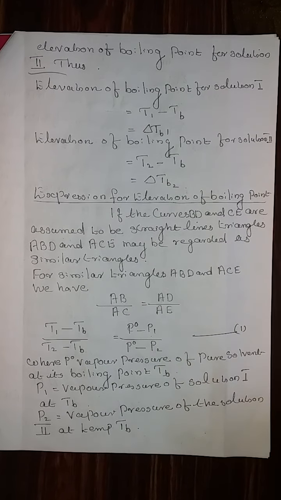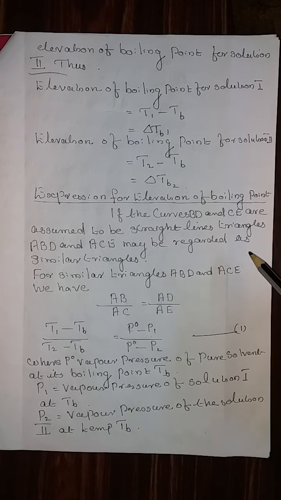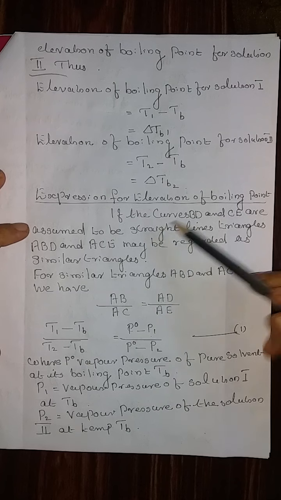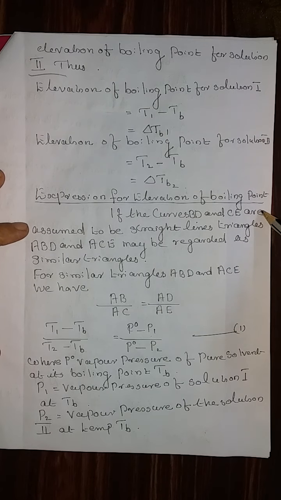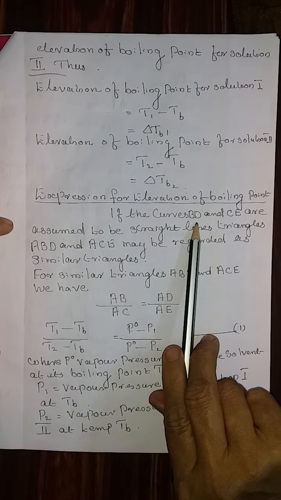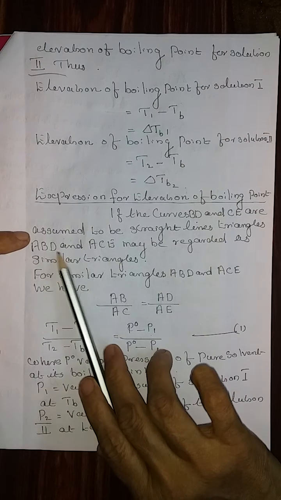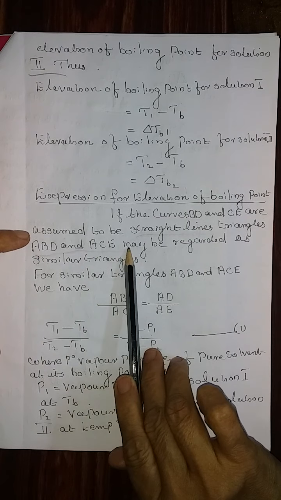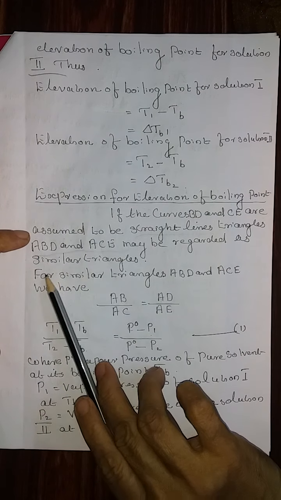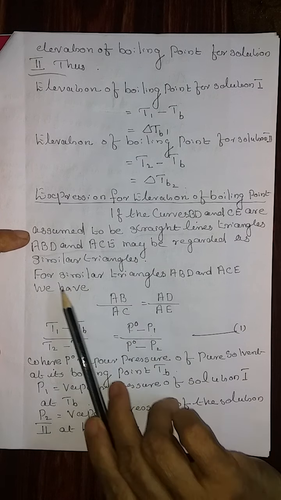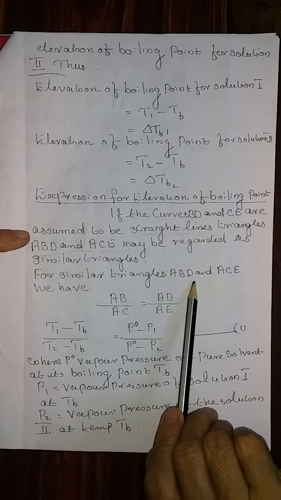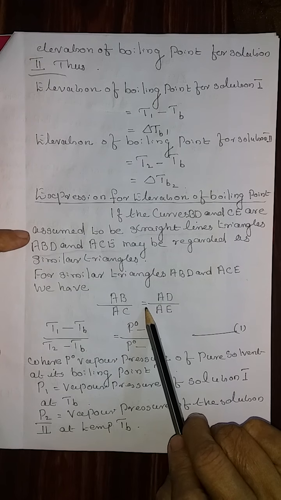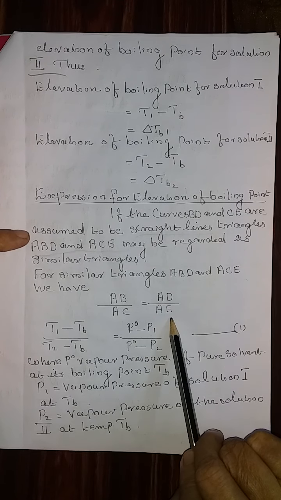Those who derived the equation for depression of freezing point and got the answer very easily can derive this equation for elevation of boiling point. If the curves BD and CE are assumed to be straight lines, triangles ABD and ACE may be regarded as similar triangles. For similar triangles ABD and ACE, we have AB by AC is equal to AD by AE.